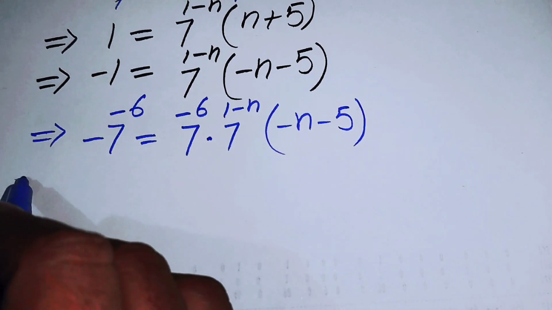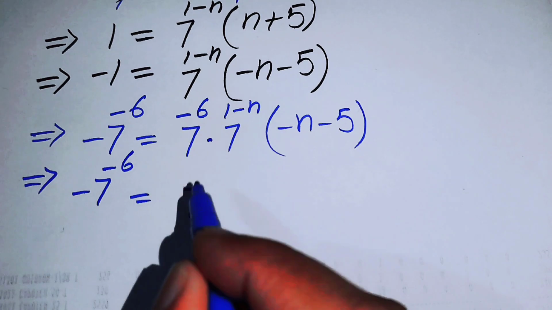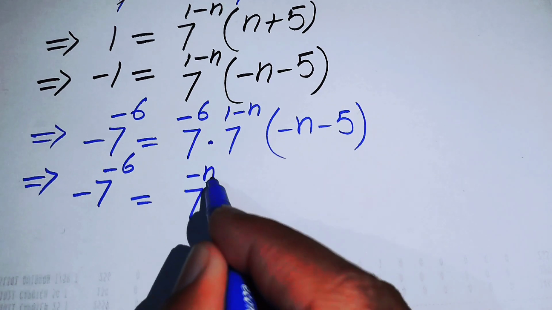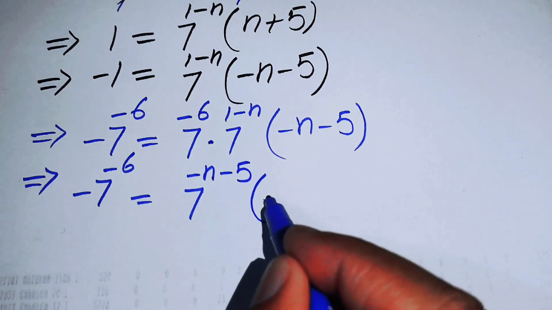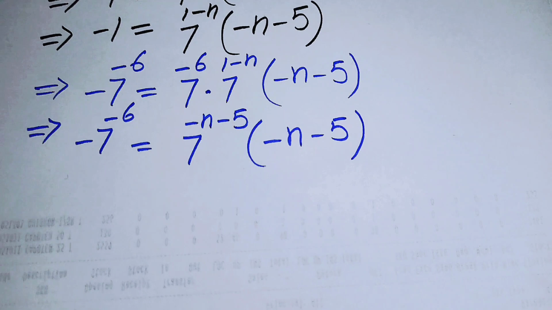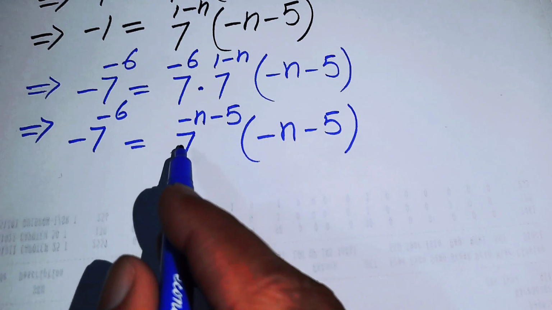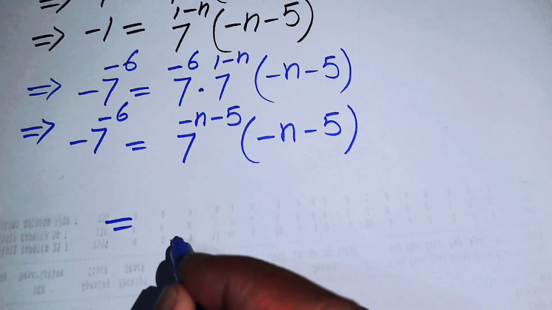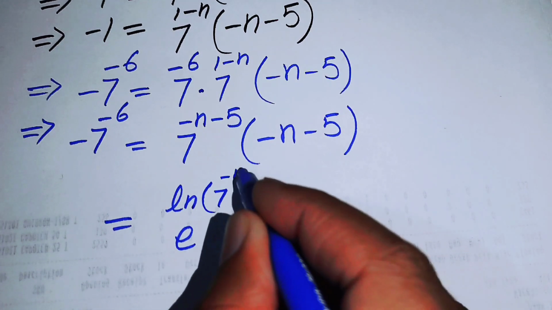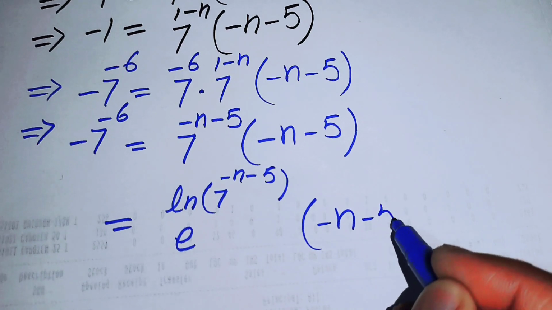Now we make a little bit of simplification here, and we get 7 to the power of minus 6 plus 1, which equals minus 5, so we get 7 to the power of (minus n minus 5) into (minus n minus 5). In the next step we take the log and anti-log at the same time of this expression, and we write it as e to the power of log of 7 to the power of (minus n minus 5), and here we have minus n minus 5.